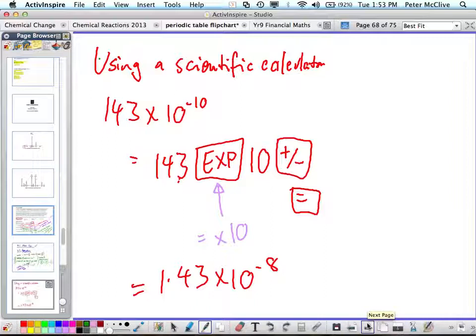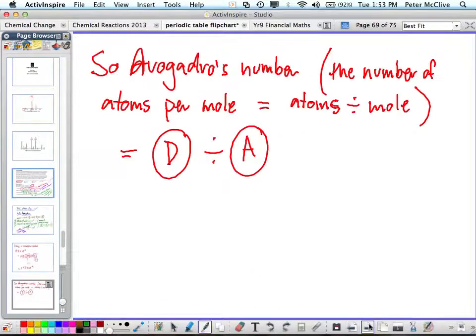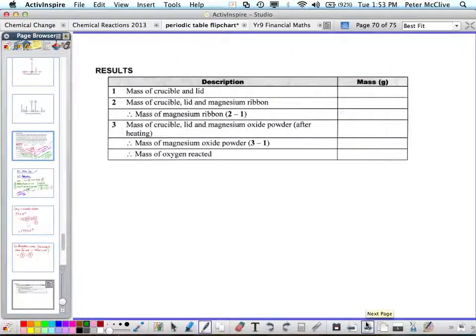Just a reminder of how to use your scientific calculator. Using the X button, that means times 10 to the 10. Yep, so that just tells you how to get that for part two. And then part three, you just work through these magnesium steps. A few people have asked, how do you get this bit? How do you get the mass of the oxygen?